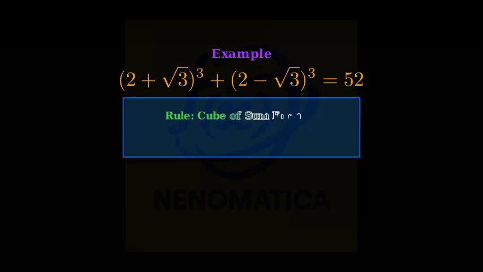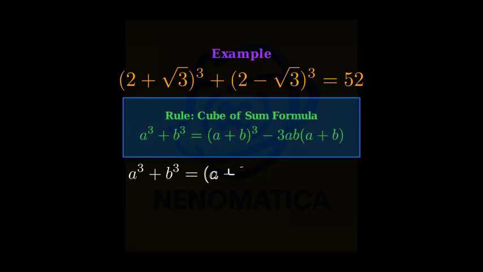Our example asks us to prove that the following equation is true: the quantity 2 plus square root of 3 cubed plus the quantity 2 minus square root of 3 cubed equals 52. To solve this problem, we'll use the formula for the cube of a plus b. Let's recall that the cube of a plus b equals a cubed plus b cubed plus 3 times a times b times the quantity a plus b.